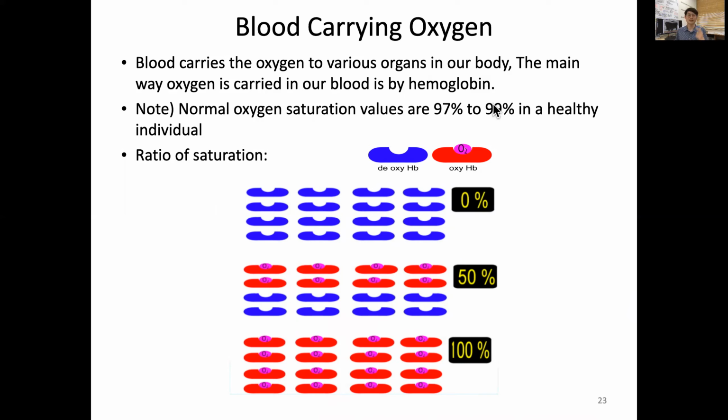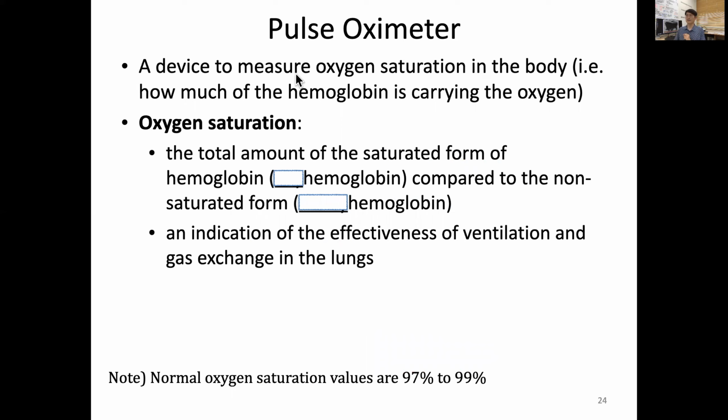What does this oxygen saturation mean? Here's a simple diagram. Hemoglobin that does not have oxygen is called deoxyhemoglobin. Once it gets an oxygen molecule, that's oxyhemoglobin. If none, it's 0%. If half of the hemoglobin is saturated, that's 50%, and if all the hemoglobin holds oxygen, it's 100%. It's that simple. A device to measure this oxygen saturation, or how much of the hemoglobin is carrying oxygen, is called a pulse oximeter.